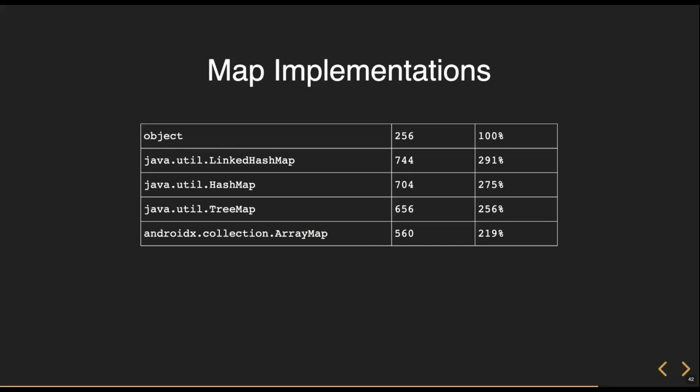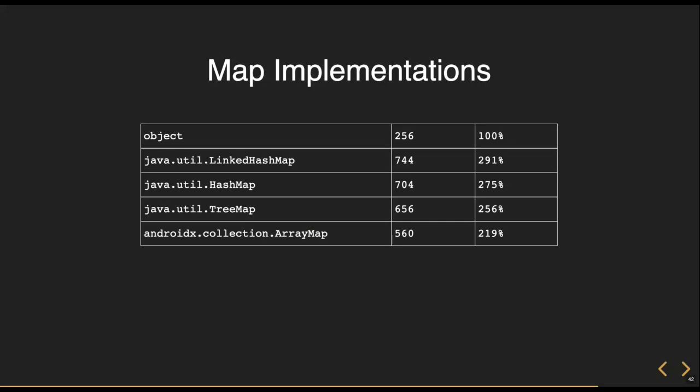So the array map uses significantly less overhead this time. Now we're down to only about twice as much memory as an object. And most of that now is due to just the fact that we have to allocate all the keys in the map itself, rather than just having fields.